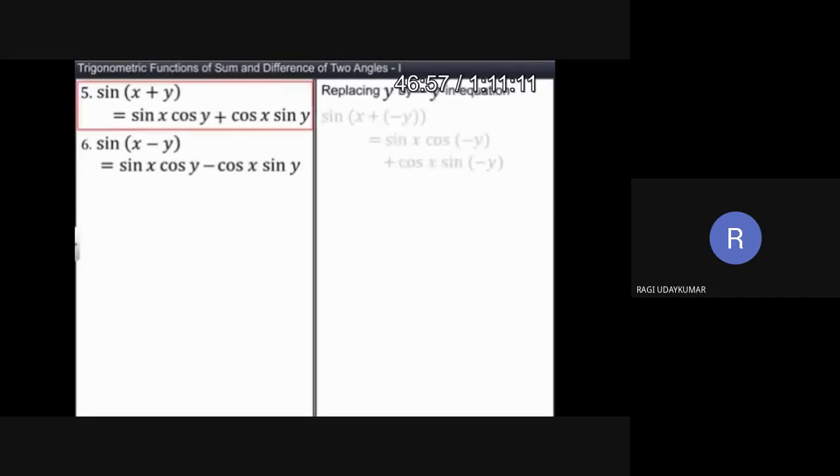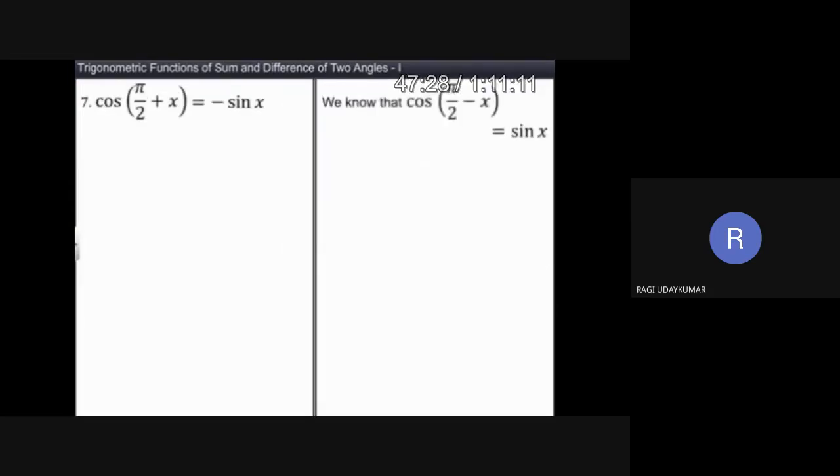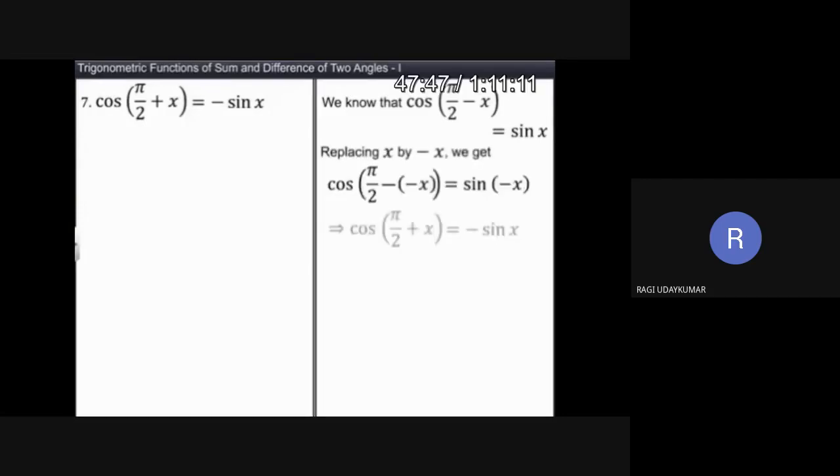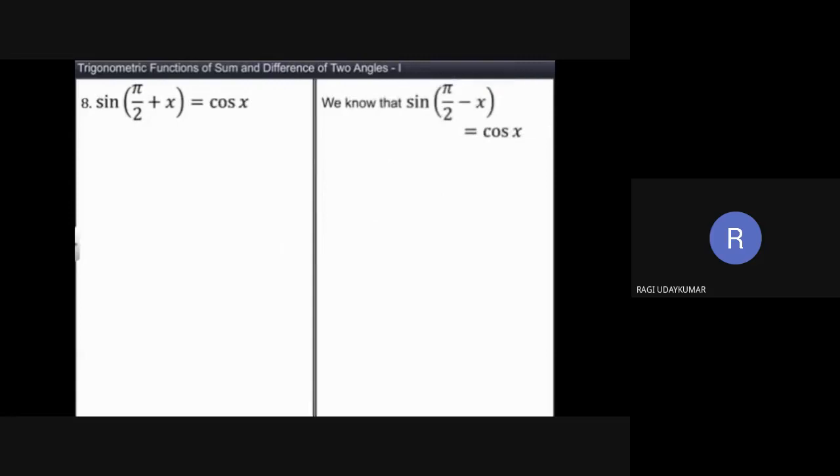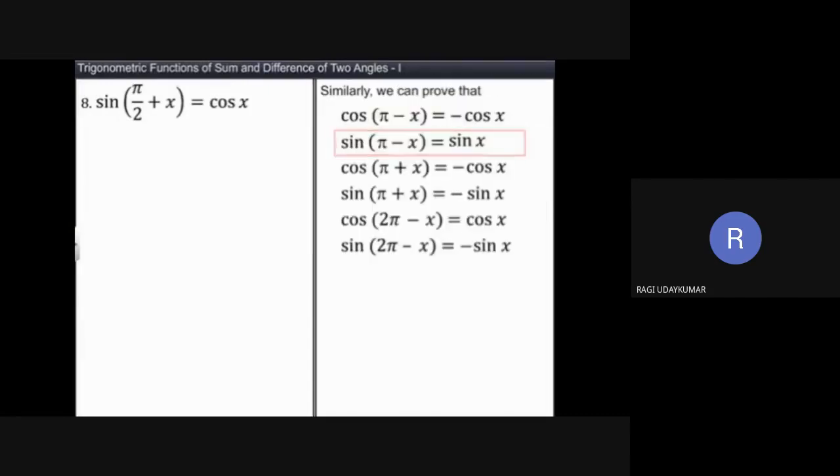This you can prove. It is not necessary for me to explain this one. Cos pi by 2 plus x is given. Cos pi by 2 minus x is sin x, you know. Replace x by minus x, you are going to get cos pi by 2 plus x is equal to minus sin x, and sin pi by 2 plus x is equal to cos x. Just replacing x by minus x you are going to get this. So like that, similarly these proofs also you can do. Just write pi by 2 plus x in place of pi.